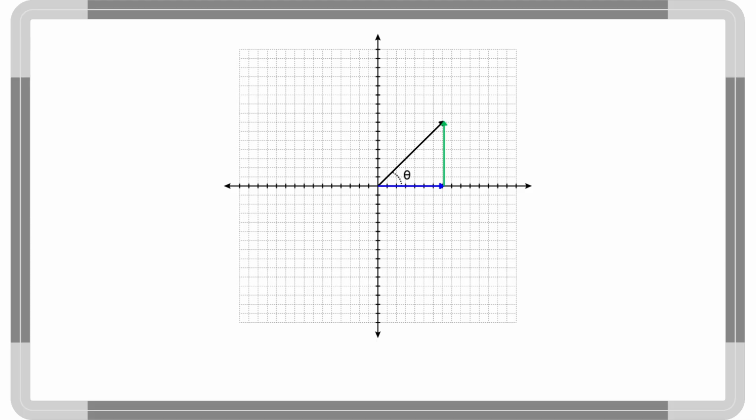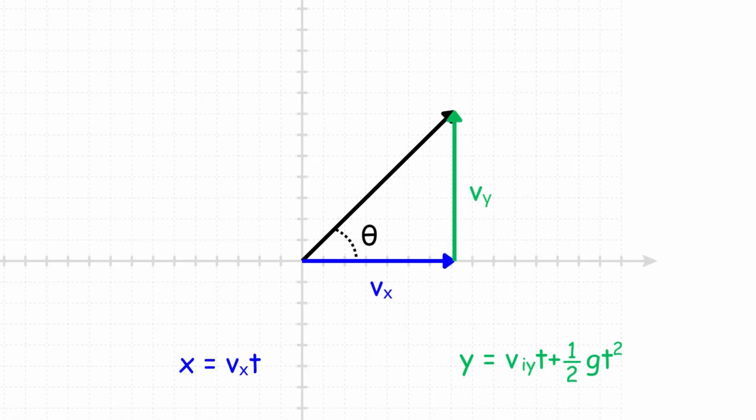To solve problems, break velocity into x and y components. Use trigonometry to find each one. V sub x equals v times cosine theta. V sub y equals v times sine theta. Then use the equations of motion. For vertical motion, y equals v initial y times t plus 1/2 g times t squared. For horizontal motion, x equals v sub x times t.